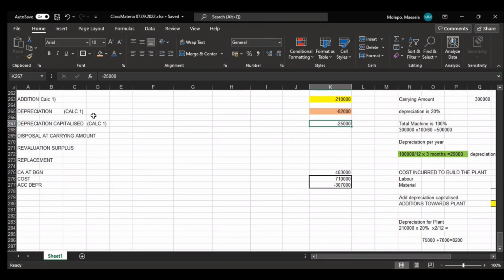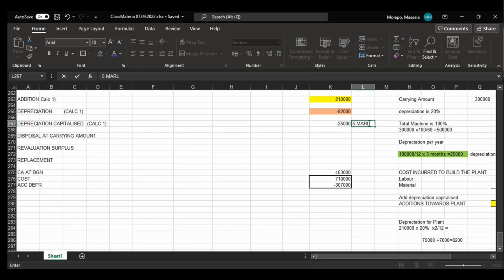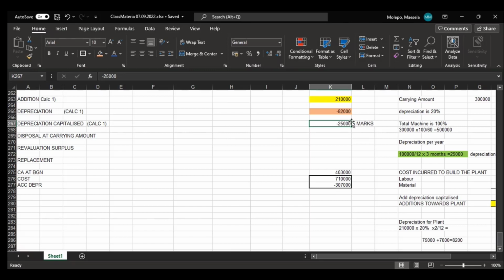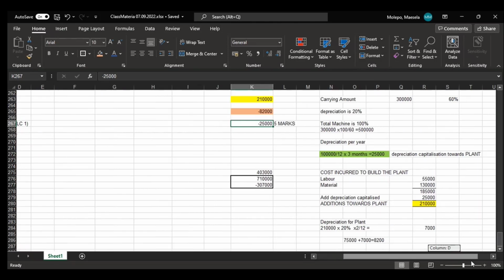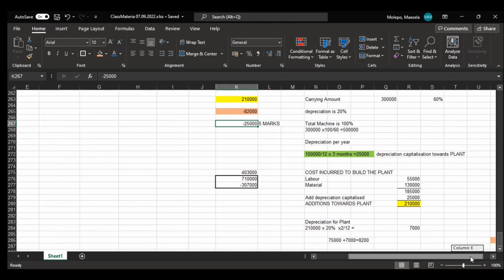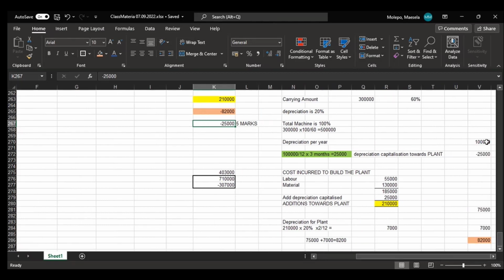Suppose this capitalization of depreciation in terms of the memorandum costs 5 marks. And then it happens that yours is not 25,000, instead maybe it's 21,000. So now we'll say, since here is wrong, we go to the calculation and see where you went wrong. Then we see that maybe here you got 1 mark, there you got 2 marks, and you got 1 mark here, but you forgot to put this.